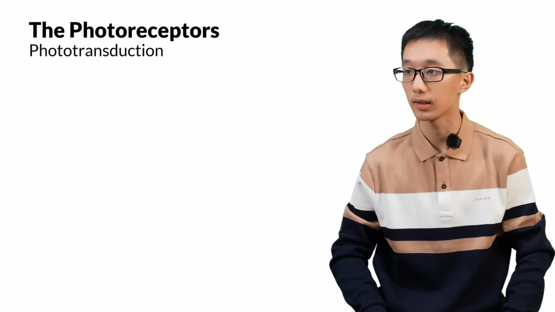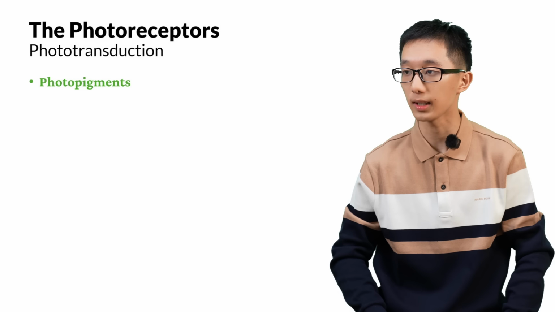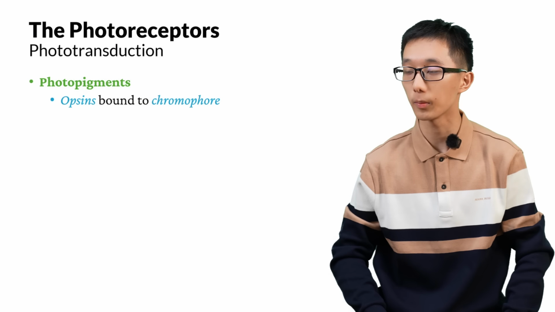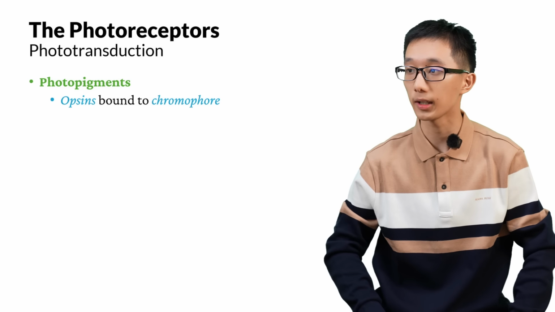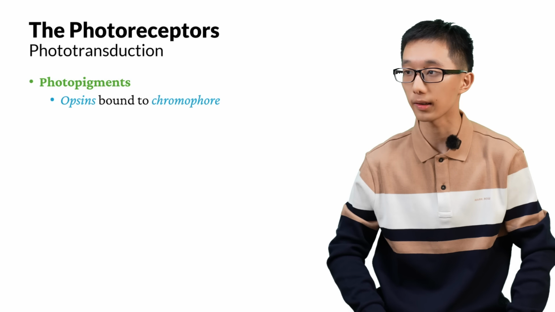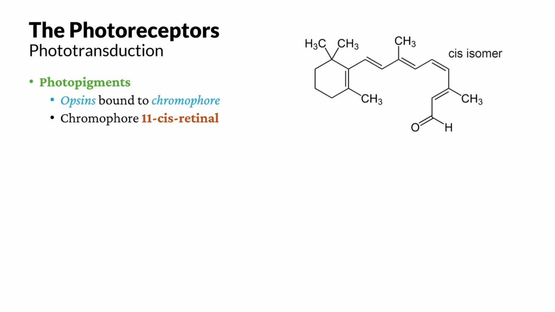When there's light, something happens. There are some proteins called photopigments inside the photoreceptors. They are opsin proteins that are bound to chromophores. Chromophores are chemical molecules that have color, which means that they can absorb some wavelength of light. In humans, the chromophore is always 11-cis retinol.